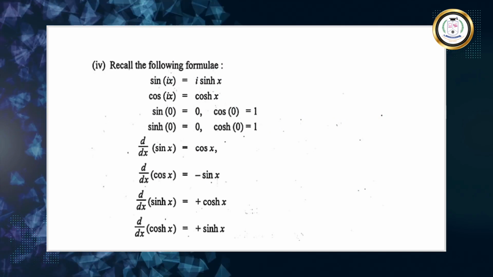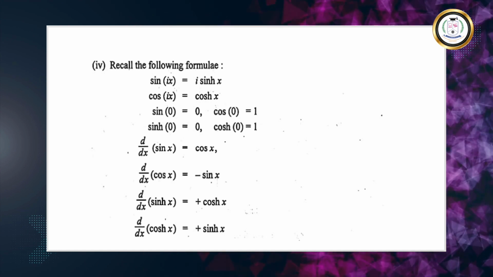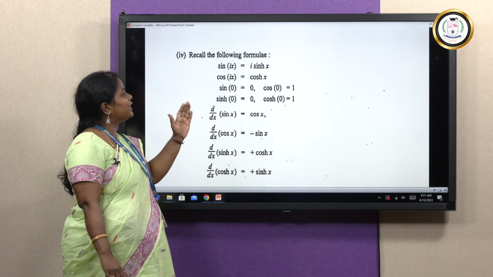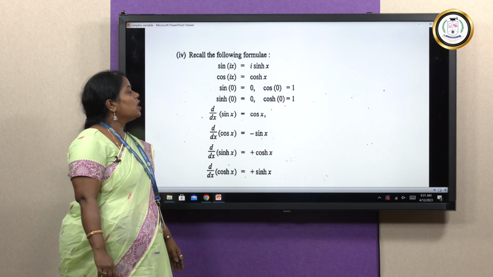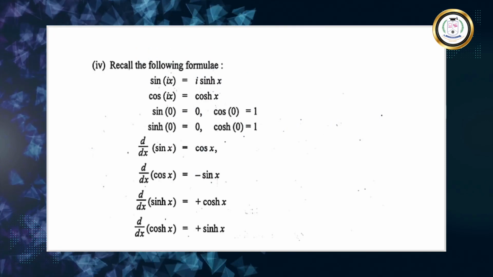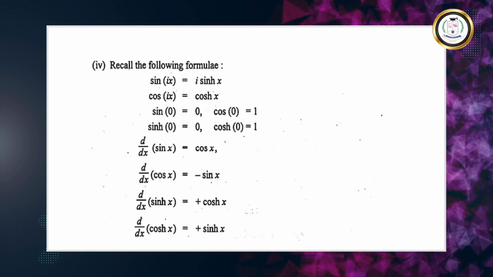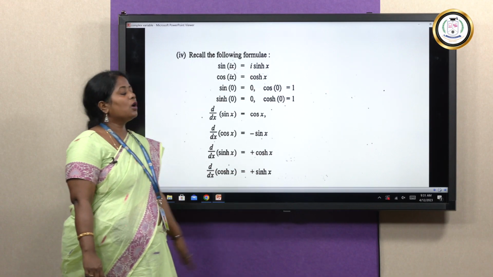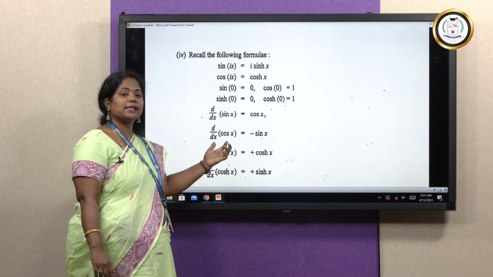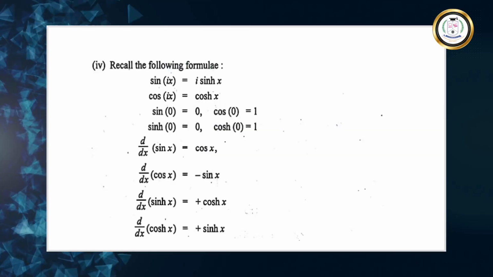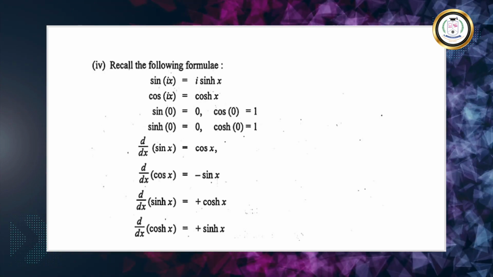So we will recall some formulas. We know that sin of ix, converting this into a hyperbolic trigonometric function, is i into sinh x. Cos of ix is equal to cosh x. We know that sin 0 is equal to 0 and cos 0 is equal to 1. Sinh of 0 is equal to 0 and cosh of 0 is equal to 1. The derivative of sin x is cos x. The derivative of cos x is minus sin x. The derivative of sinh x is cosh x and the derivative of cosh x is sinh x.